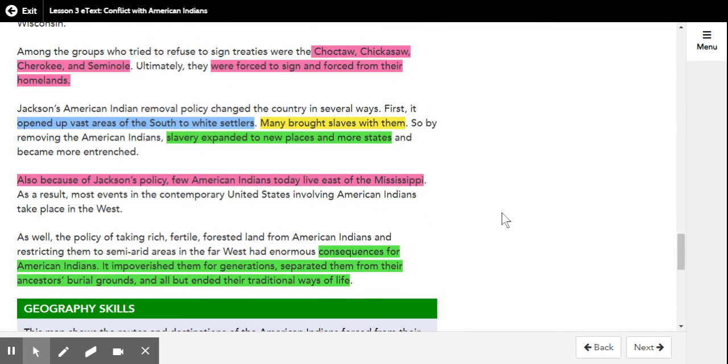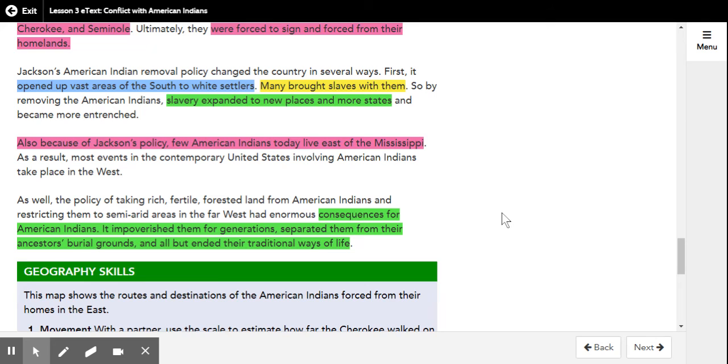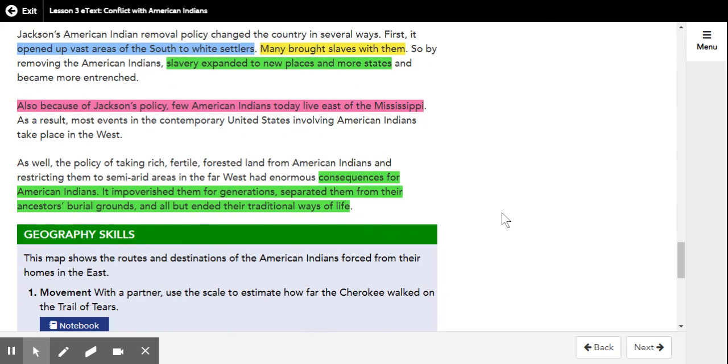Jackson's American Indian removal policy changed the country in several ways. First, it opened up vast areas of the South to white settlers. Many brought slaves with them, so by removing the American Indians, slavery expanded to new places and more states, and became more entrenched. Also, because of Jackson's policy, few American Indians today live east of the Mississippi. As a result, most events in the contemporary United States involving American Indians take place in the West.